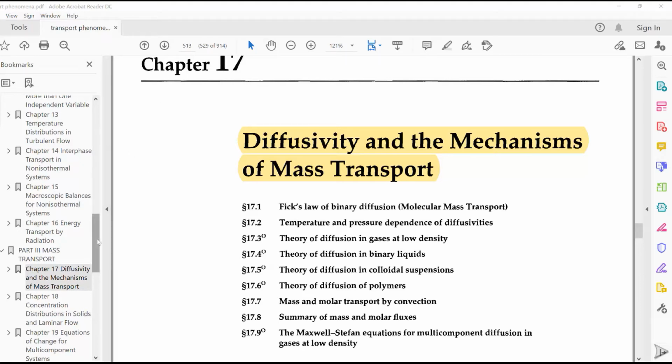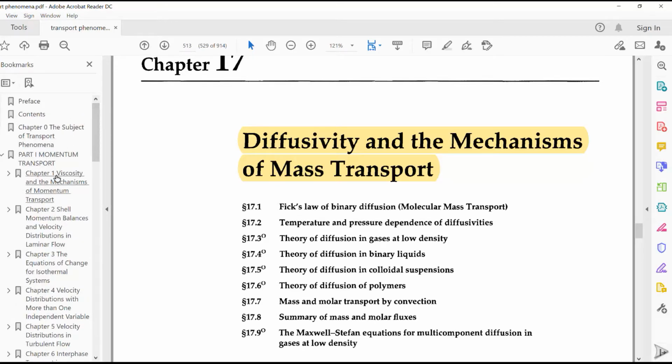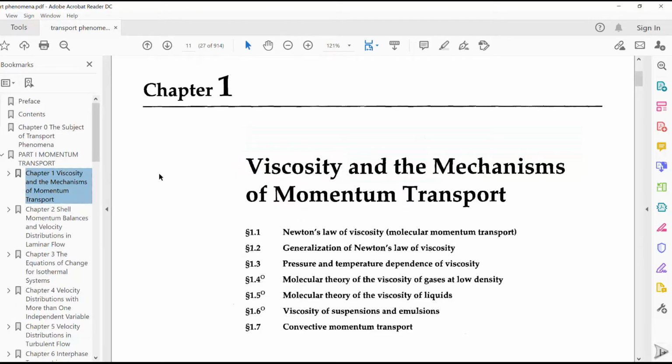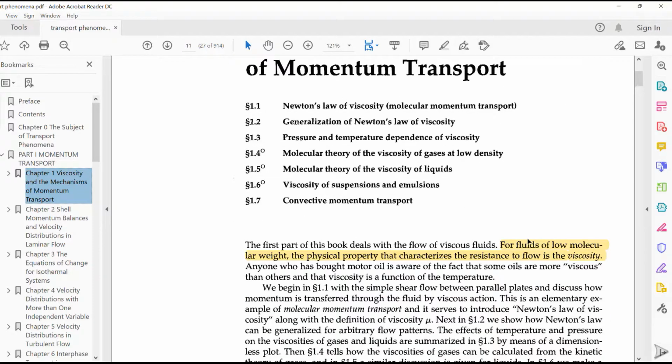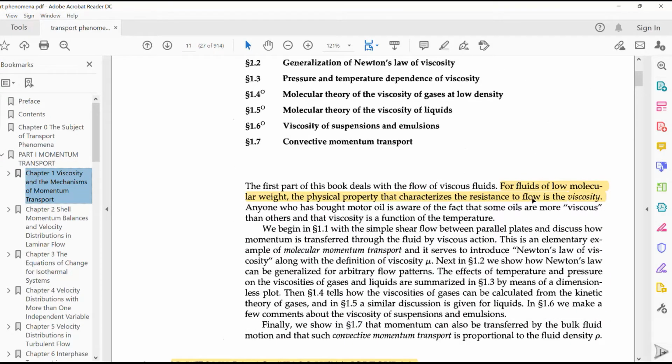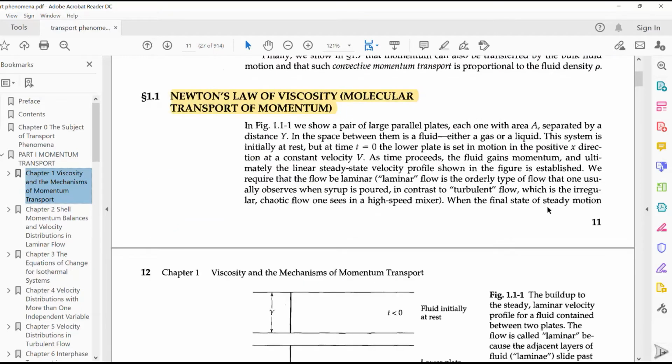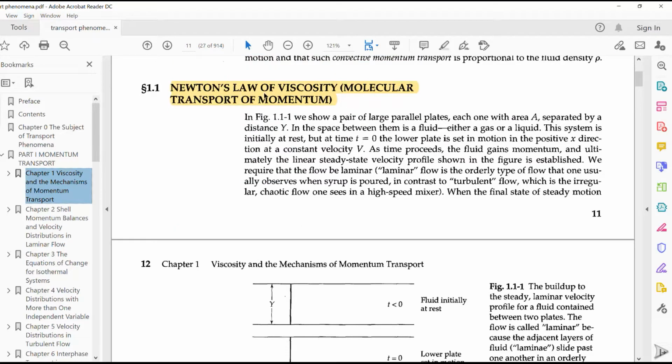Now we are in the third section of the book, which is mass transport. But before we start mass transport, let's go ahead and review chapter 1, momentum transport by molecular movement. In chapter 1 we start with the definition of viscosity, and we talk about Newton's law of viscosity as a molecular transport of momentum.